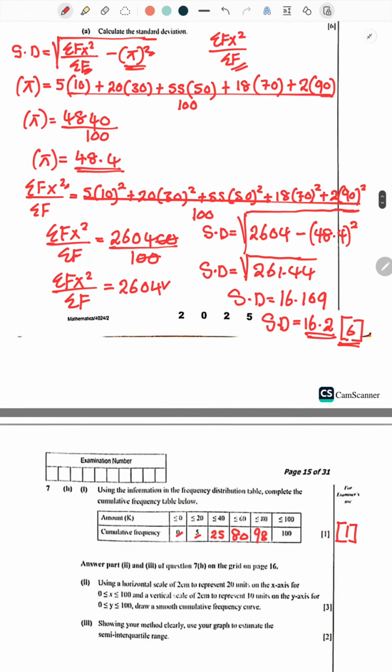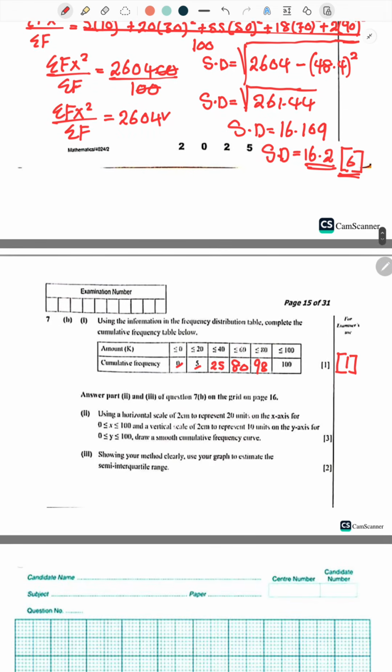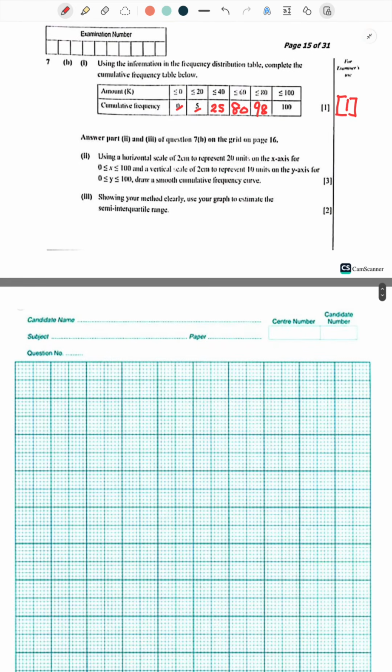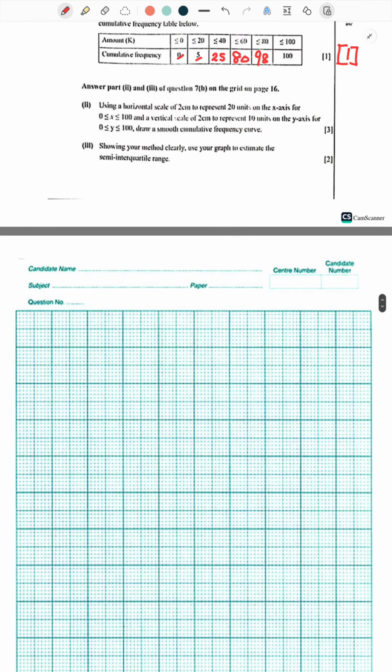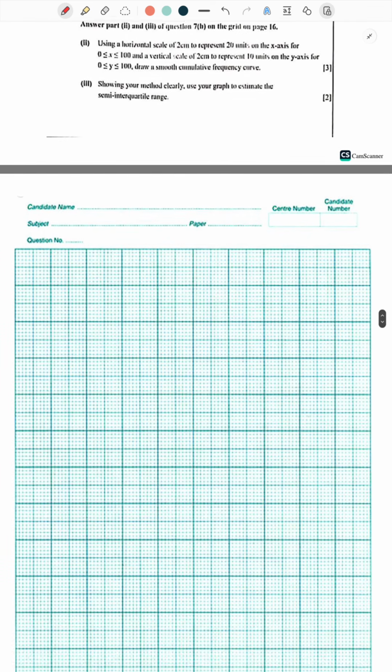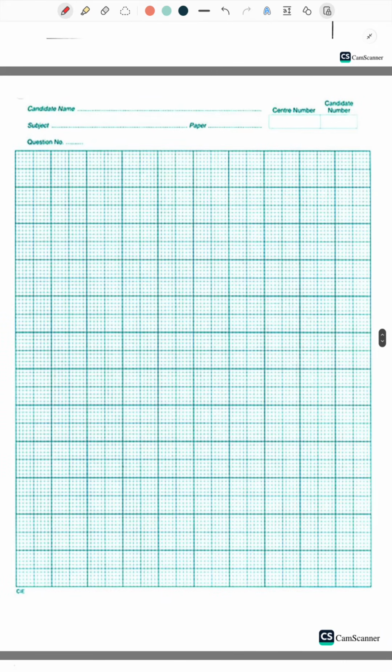Now we go to the next part of our question, which says, answer part 2 and 3 of question 7b on the grid on page 16. So they are saying we use a horizontal scale of 2 cm to represent 20 units on the x-axis. So of course you fill in your details and stuff. Now, before anything, we label. So this is going to be our amount.